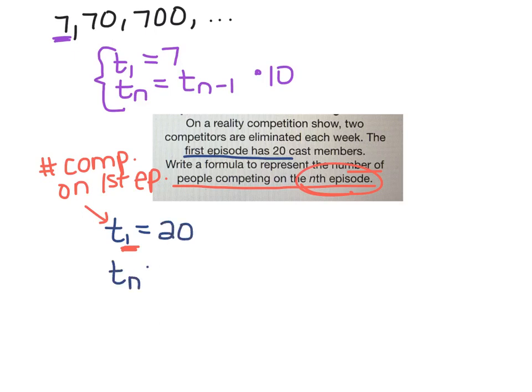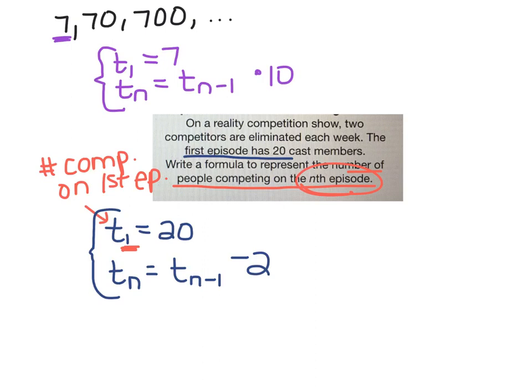And then I would say to get to my next episode or my next term, I would take the previous term and subtract 2. Then I'm going to put my bracket in here. By subtracting 2, that's the 2 people that are eliminated each week.